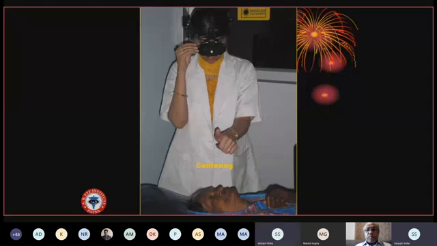So now we come to a very important part, that is the centering. How do we do the centering? The centering has to be done against the thumb of the outstretched hand. Okay, like I am showing in this picture.